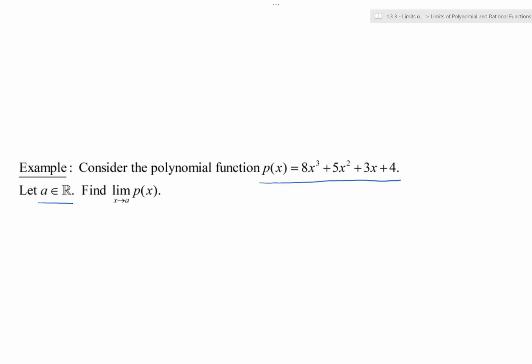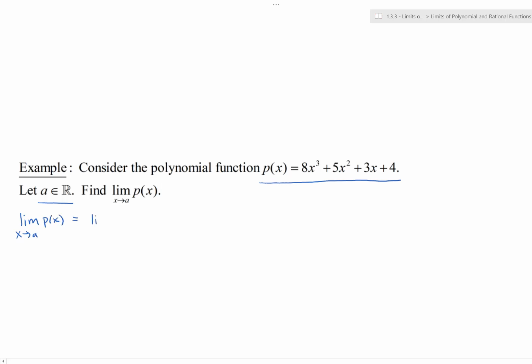Think about this polynomial first. If you can remember some pre-calculus, polynomials are defined for all real numbers. And so what we would expect here is that this function's limit should be the value of the function. But in order to show it, we're going to use our limit laws to see how that works. So let's take a look at this limit as x goes to a of p of x.